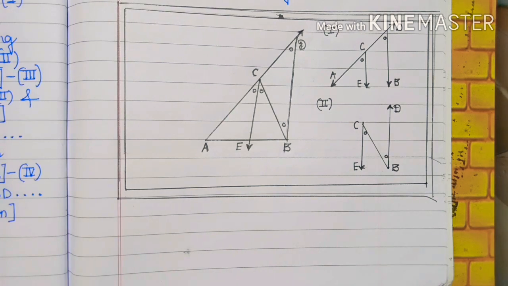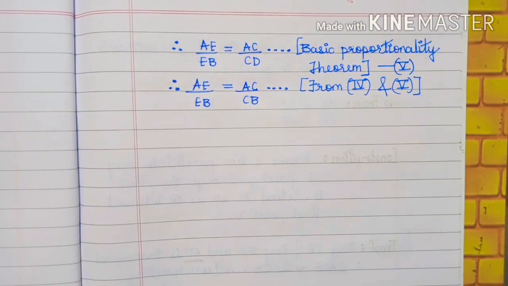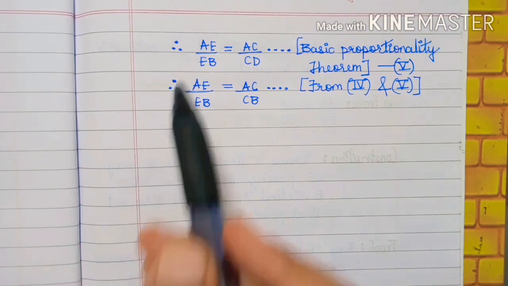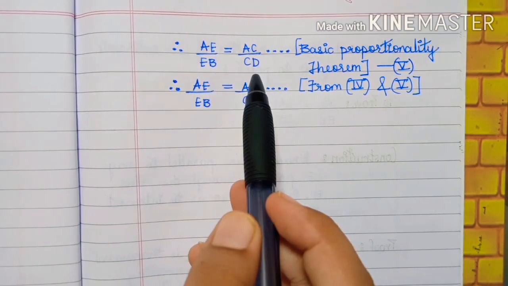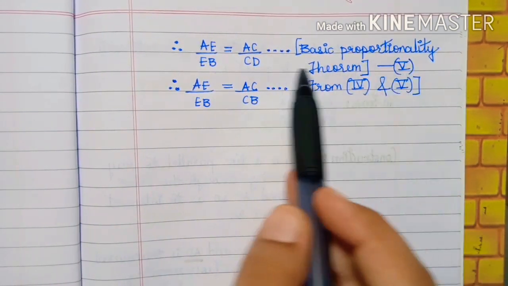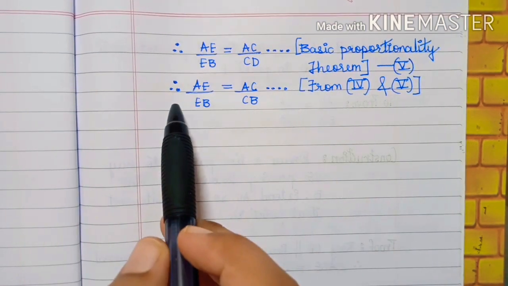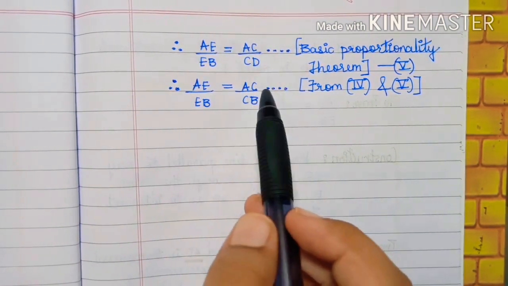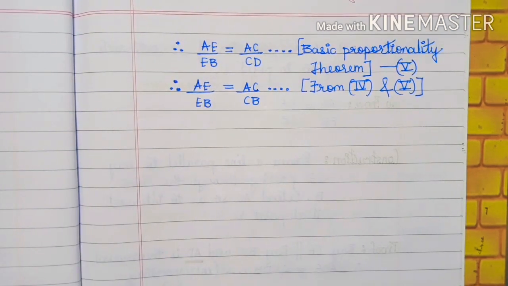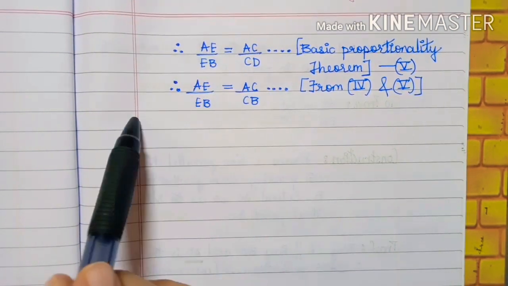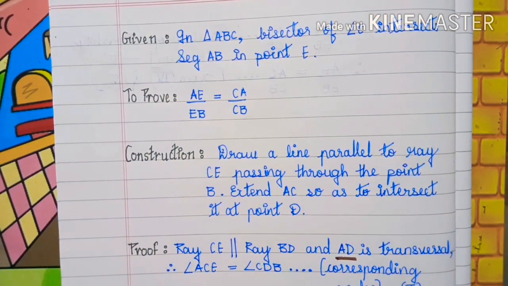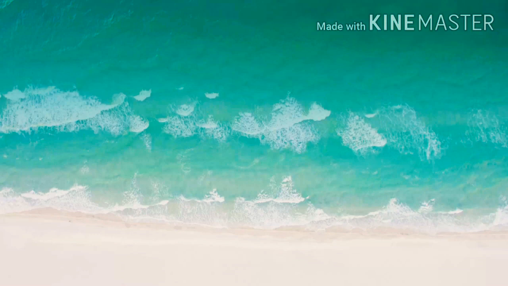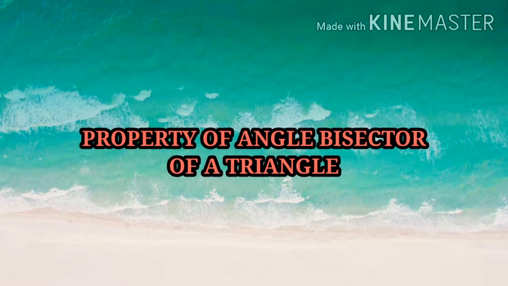Let us see in the proof. Here the proof tells us in written form that AE upon EB is equal to AC upon CD due to the basic proportionality theorem. In the next step, it substitutes CD as CB, and that is how we have proved the angle bisector theorem. This was to be proven and we proved the angle bisector theorem. So this was all for the property of angle bisector of a triangle.